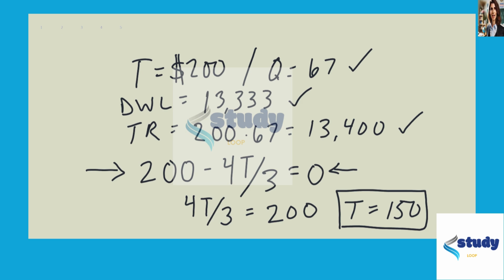And sure enough, if you take this tax and find the new Q and calculate the new tax revenue, you'll find that there is no other T that yields a higher tax revenue. So this tax, a tax of 150, gives us the most tax revenue for the least deadweight loss, and therefore it's the optimal tax level.